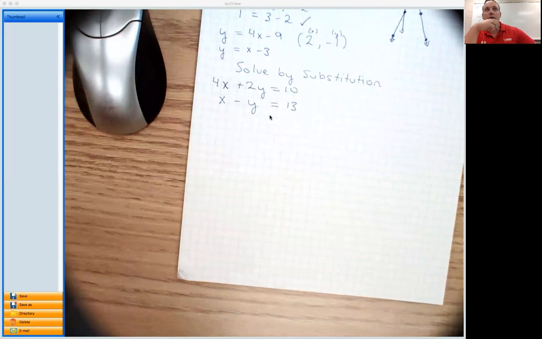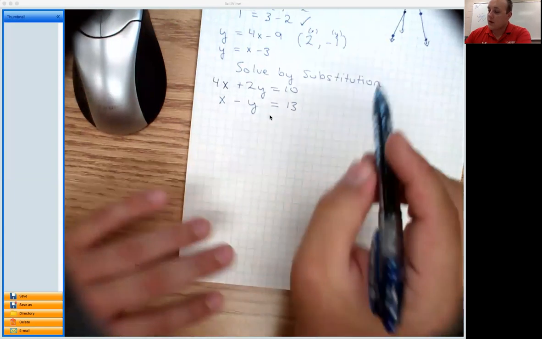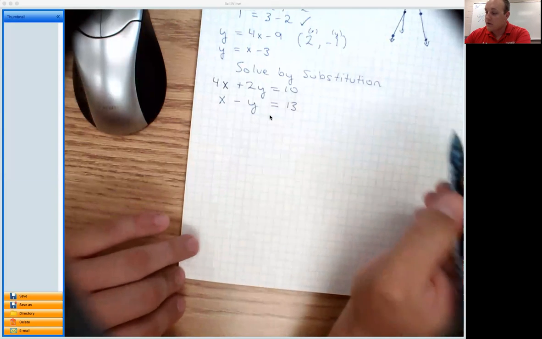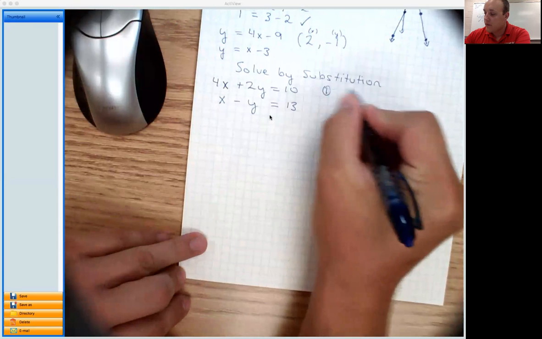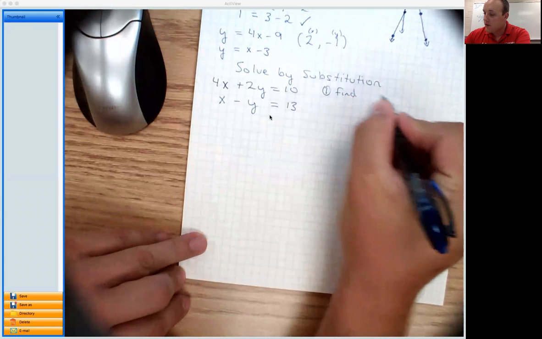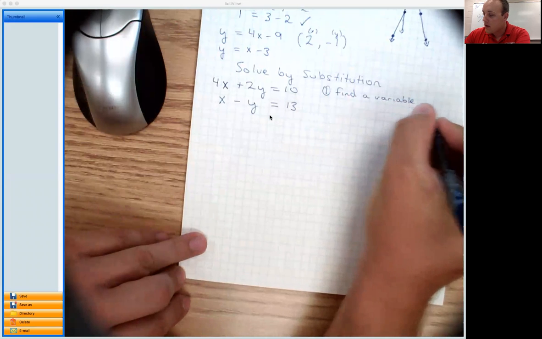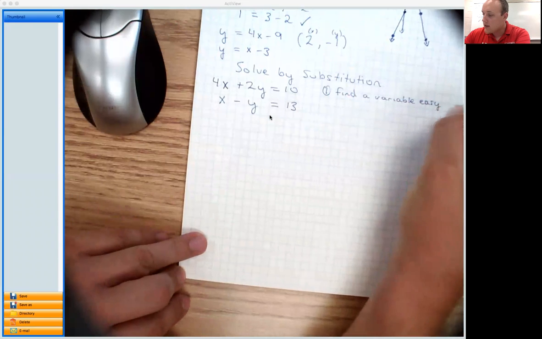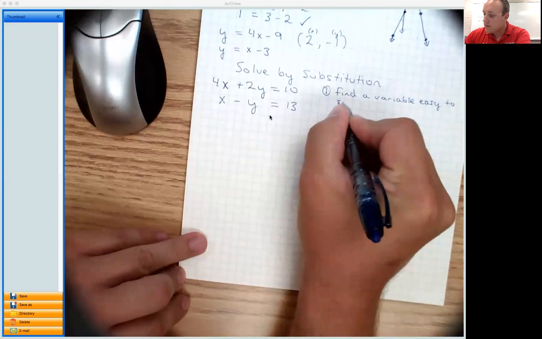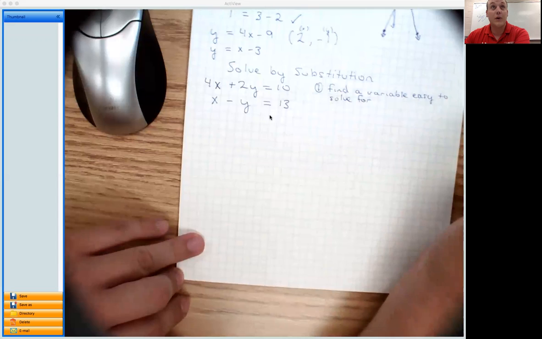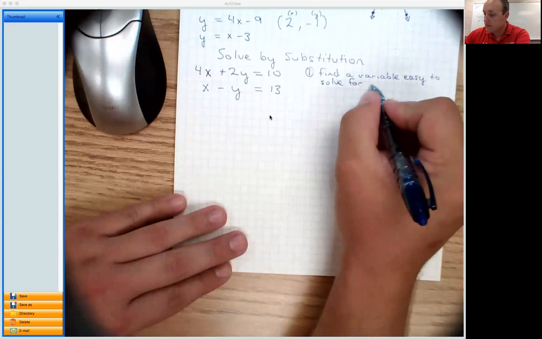Yeah, we also have solving by substitution. Okay, so when I solve by substitution, the first thing I got to do is find a variable easy to solve for and do it, obviously, and solve for it.